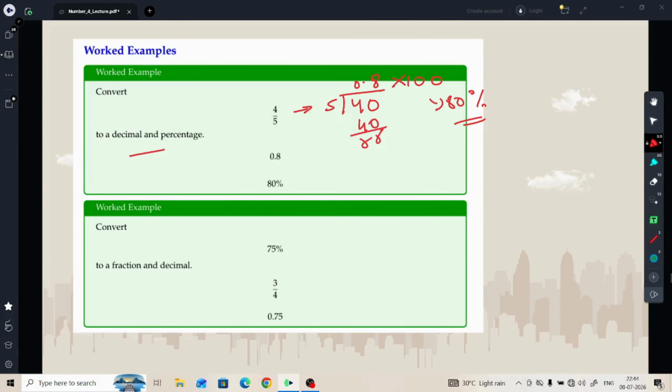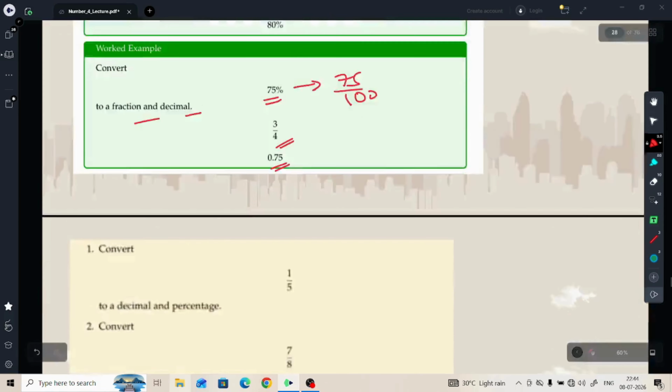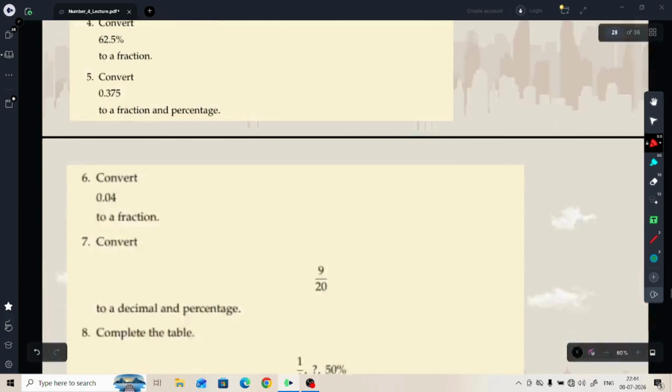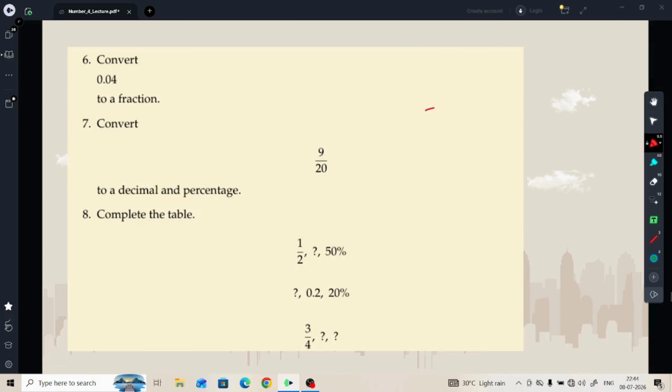Simple. Convert 75% to a fraction and decimal. So 75% in fraction will be 75 by 100, or it will be 3 by 4. And in decimal, you can just divide and you'll be getting 0.75. So very easy. Again, it's for practice. Do practice as much as you can because that is only helpful for the future. Yeah, this is also for practice.